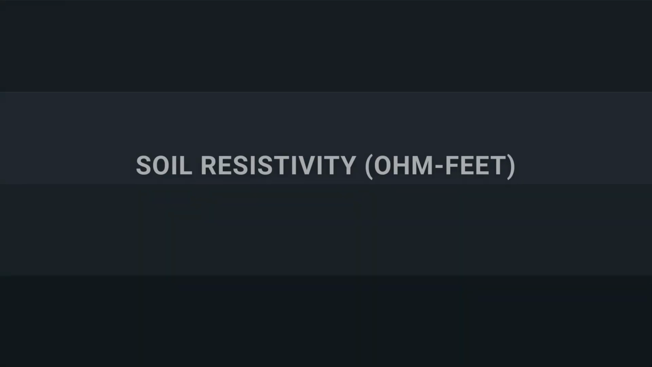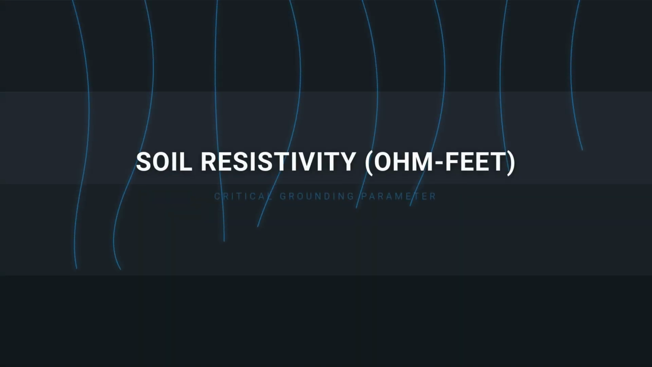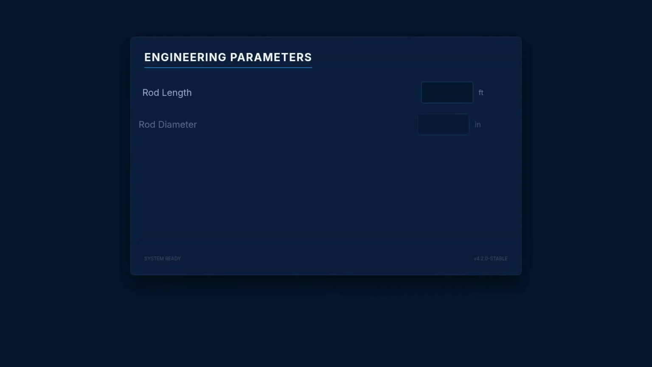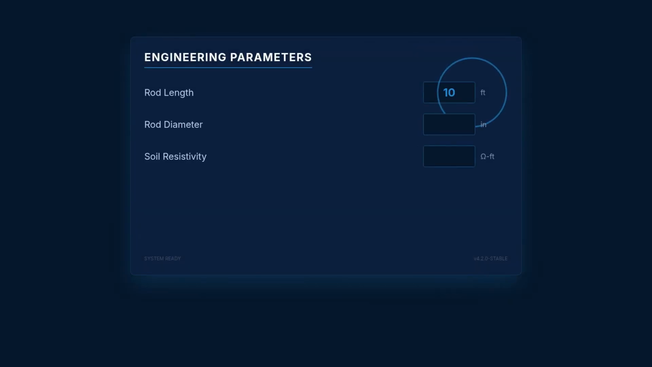Third, provide the soil resistivity in ohm feet. This critical value varies based on your soil type and moisture content. For this demonstration, I'm using a rod length of 10 feet, a rod diameter of 10 inches, and a soil resistivity of 10 ohm feet.